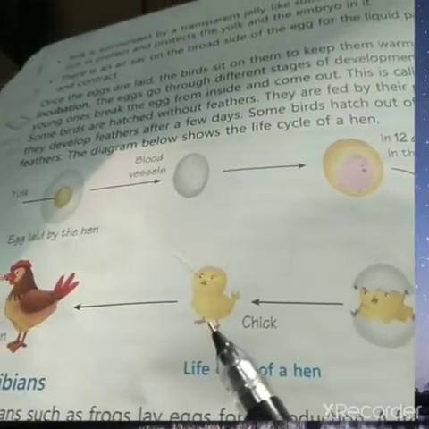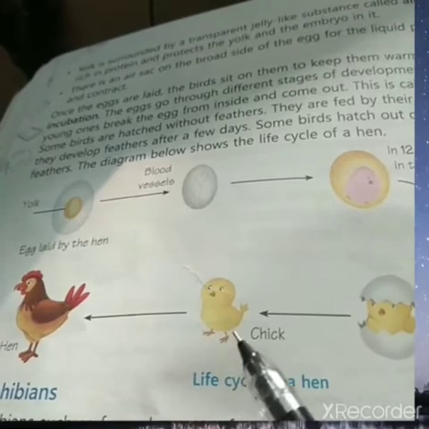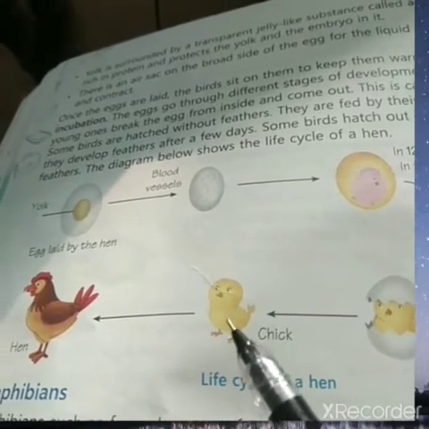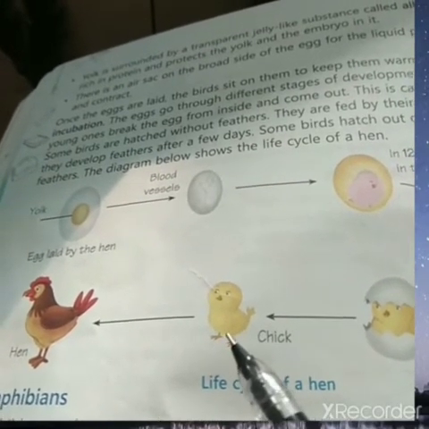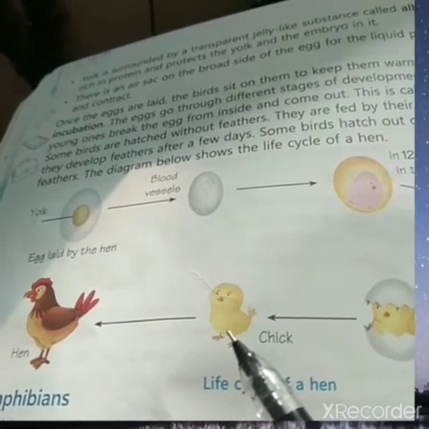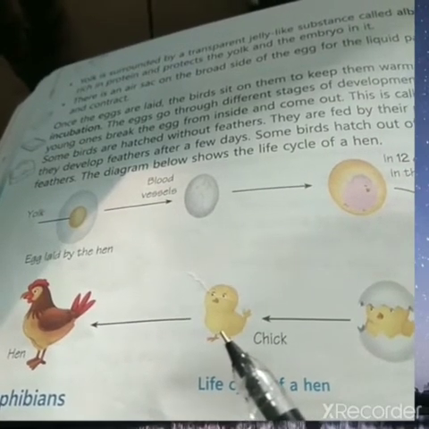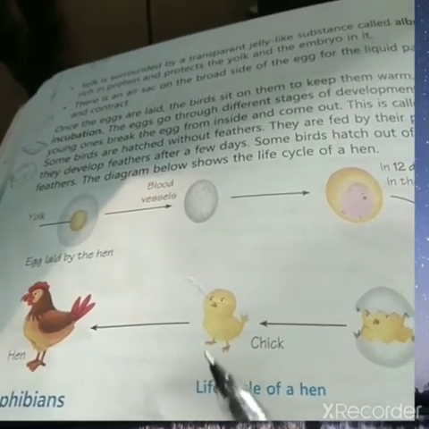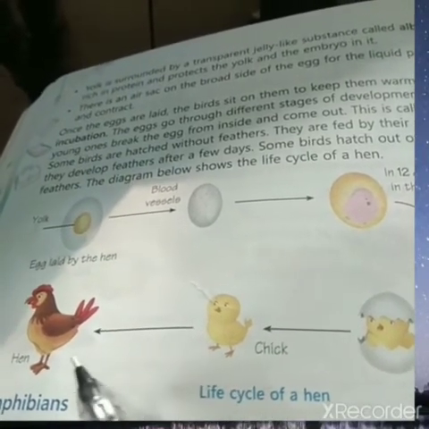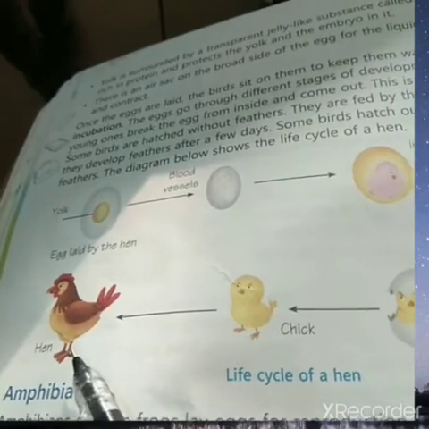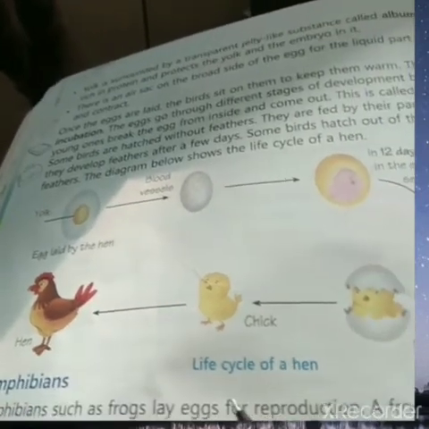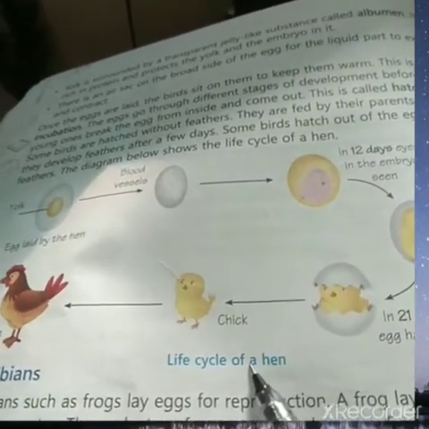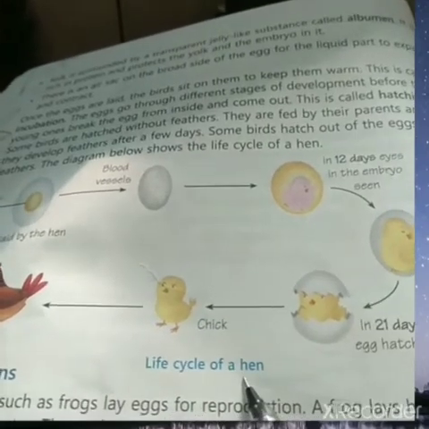It has legs, it has feathers, it has eyes, but it is very little. At that time the mother feeds them grains and other things, and after some time it becomes matured like this hen. This is the life cycle of a hen.